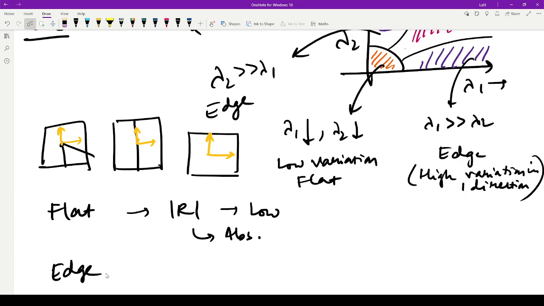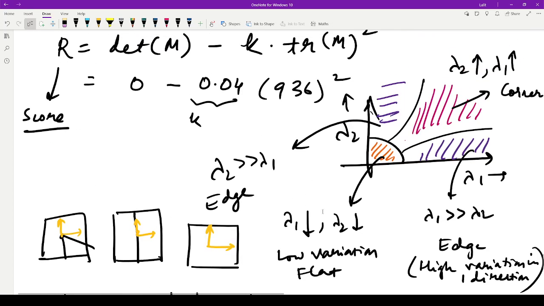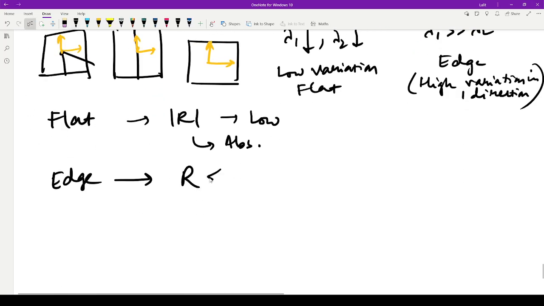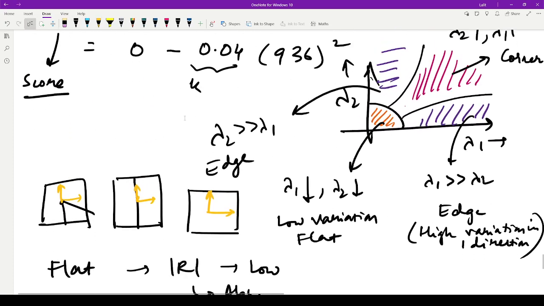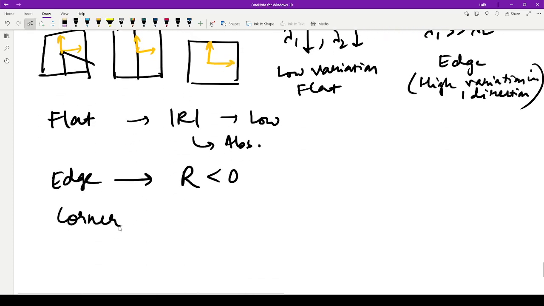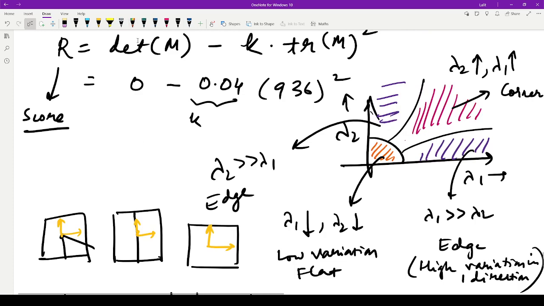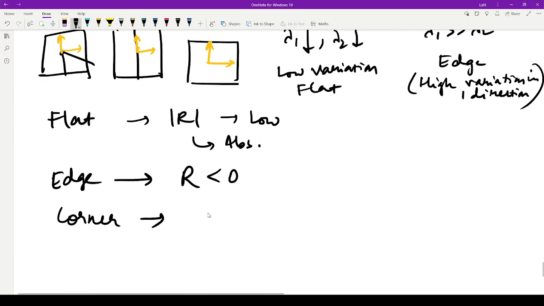What about an edge? You can see that for an edge, one of the lambdas will be very low, so it is close to zero. So your determinant will still be zero, but your trace will be high because one of the lambdas will be high. So given that, your overall value of R will be negative, R is less than zero, which gives you an idea of an edge. Okay. What about a corner? Since both the lambda values are high, the determinant is positive and this is also positive. So if it's a strong corner, it's clearly greater than zero.